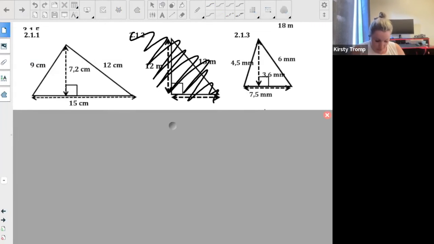So for my first one, I've got this triangle and I've got 9, 12, 15, and there's 7,2. Why is the 7,2 in there? Tell me. Why is the 7,2 in there? For the area. Good. Well done. The 7,2 is in there for the area. We're not doing the area. We are doing the perimeter. So we're not worried about the 7,2. We're going to go say.